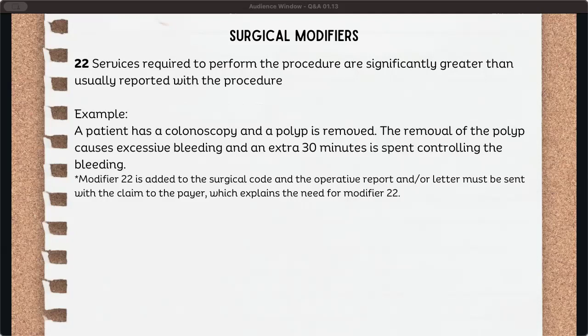So an example of this is if we have a patient who is having a colonoscopy and a polyp is removed. The removal of the polyp causes excessive bleeding and therefore an extra 30 minutes is spent controlling that bleeding. You would report your modifier 22 on the surgical code, and then you would submit an operative report to the insurance payer with the claim, which is going to support the need for appending that modifier 22.